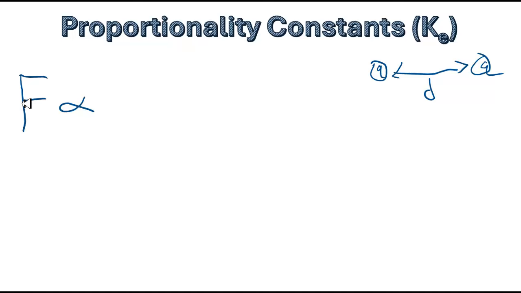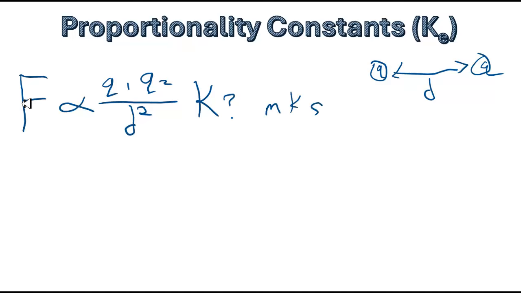So the formula is very similar to the gravitational formula, where instead of m1 and m2 we have q1 and q2, divided by the distance squared, times some proportionality constant, which needs to be calibrated. So this needs to be calibrated to the MKS system.